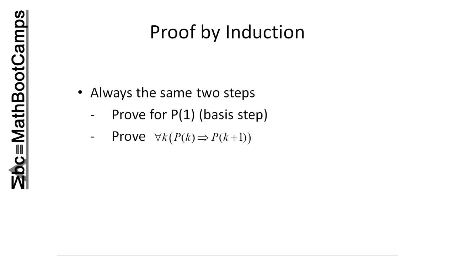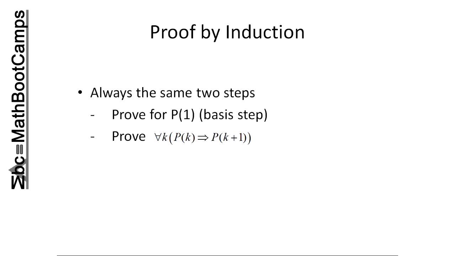Now, some textbooks would tell you this would be P of 0, but for us, we're going to use P of 1. And then we want to prove that for every k, if the property is true for k, then it has to be true for k plus 1. So that's what that notation means. P of k means the property is true for k, and P of k plus 1 means the property is true for k plus 1. So the general outline of our proof will be to prove that it works when you plug in 1. Usually it's a really silly, quick step.